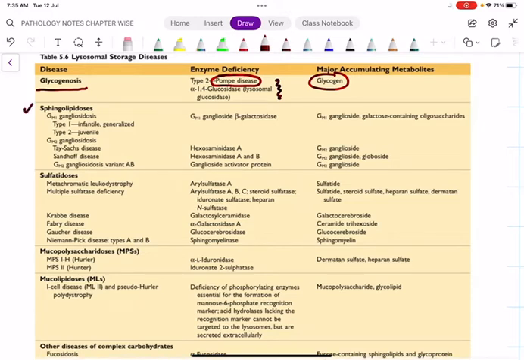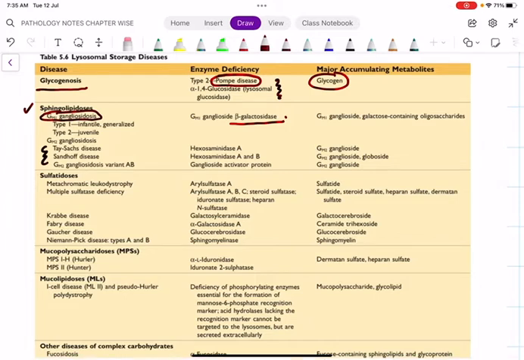Then we have sphingolipidosis. In sphingolipidosis, we have GM1 gangliosidosis and GM2 gangliosidosis. As far as GM1 gangliosidosis is concerned, the most important thing is that beta-galactosidase is the enzyme deficient. Type 1 is infantile, type 2 is juvenile. Again we will discuss Tay-Sachs, everything in detail. Then GM2 gangliosidosis includes the three most important entities: Tay-Sachs disease, Sandhoff disease, and GM2 gangliosidosis AB variant.